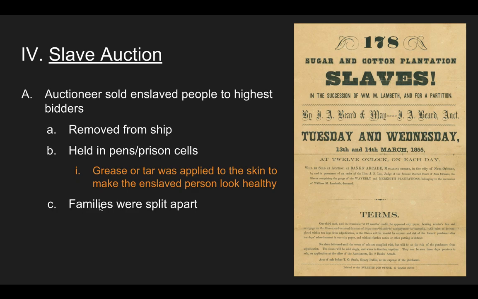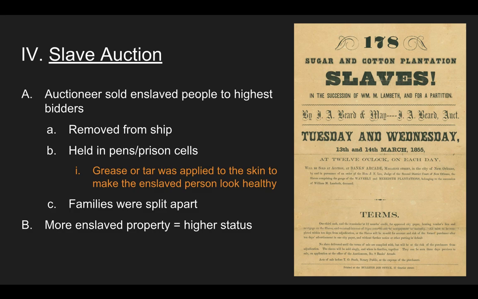Do need to take notes here. This is lowercase c. Families were split apart. So at the auction, that is where further splintering of families took place. It could have taken place back in Africa as enslaved people were loading the boats as well. They were separated at least in terms of below deck, above deck, or some were left on land and placed on different ships. Further splintering may have occurred here at the auction where enslaved people were sold to different buyers.